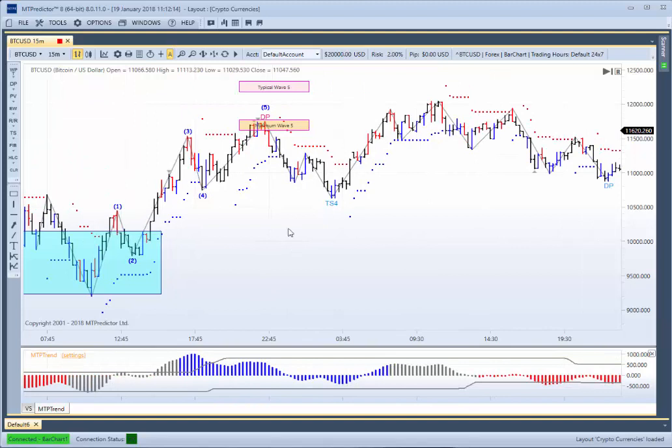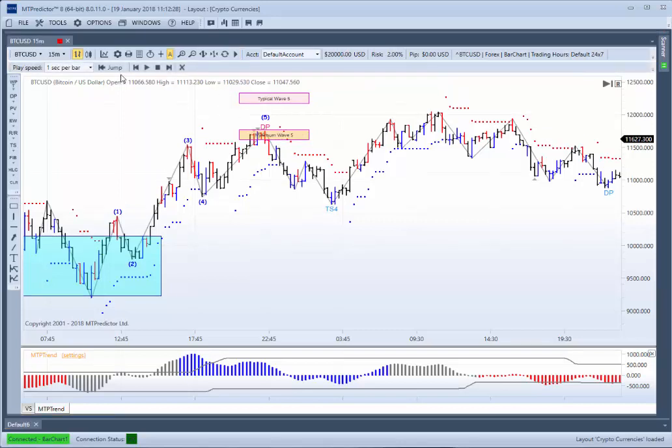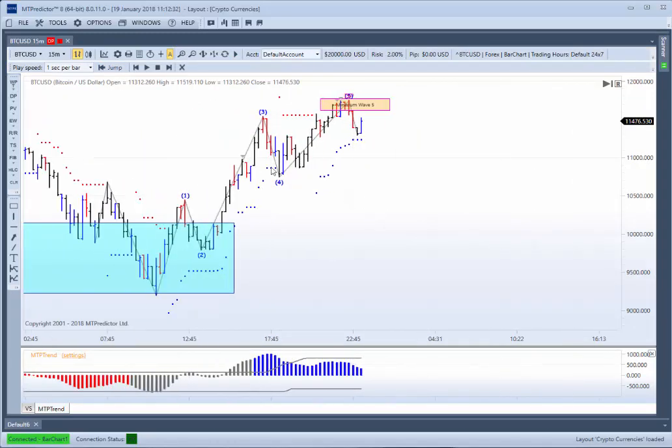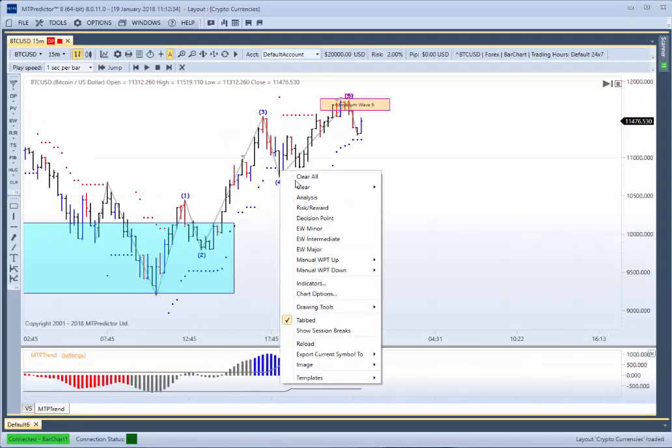Why was this so good? Well, one of the things we teach in MTPredictor is after a completed 5-wave sequence, the market then tends to retrace into the DP from the prior wave 4. So if I use our training mode and I jump back to here somewhere, you'd have placed the DP on from the prior wave 4, just like that.